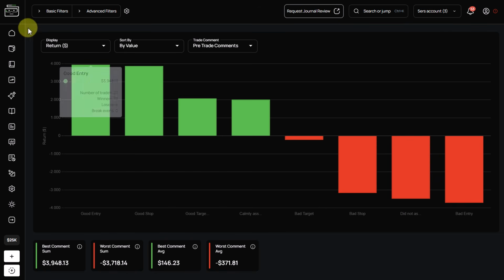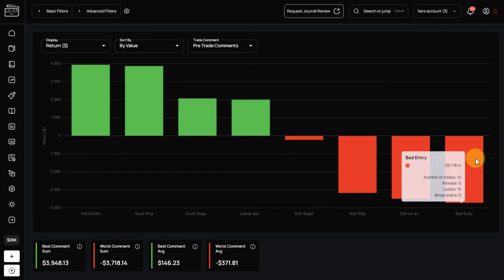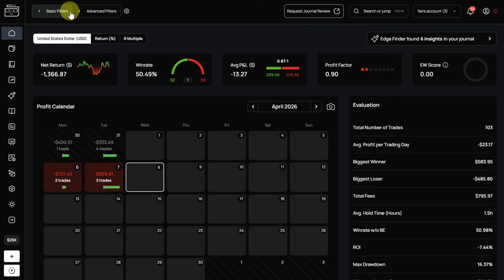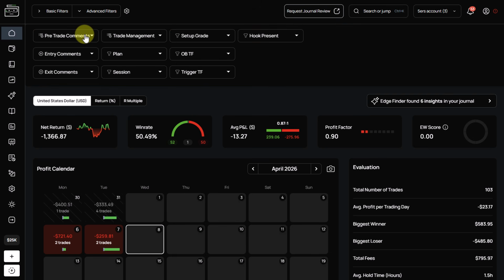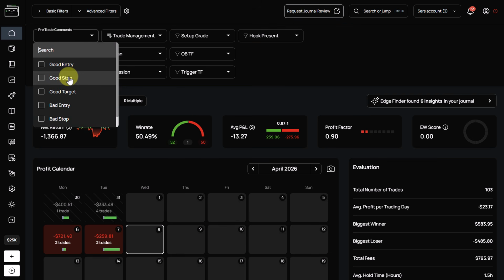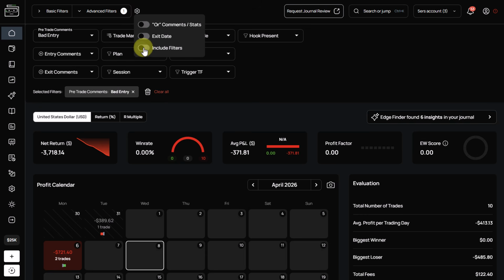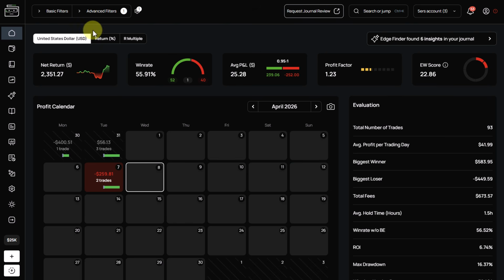And what I want to do now in the next step, let's try to get rid of the bad entry trades. There are only 13 trades as we've seen. So we go to the pre-trade comments. We look at the bad entry comments and we want to exclude them from our data. So how does it look now?